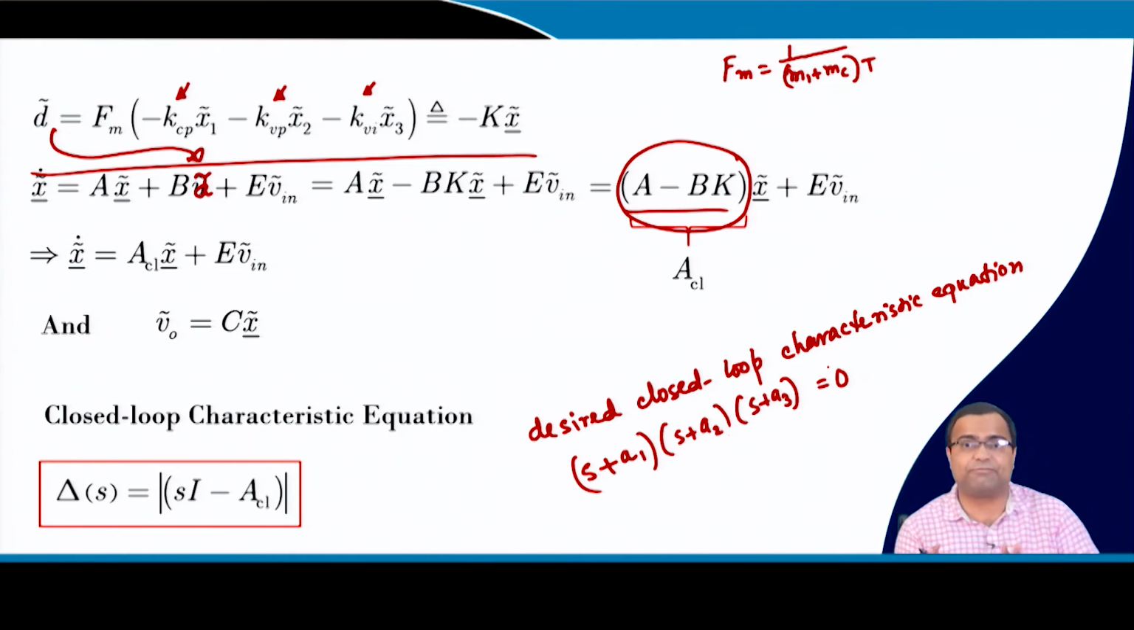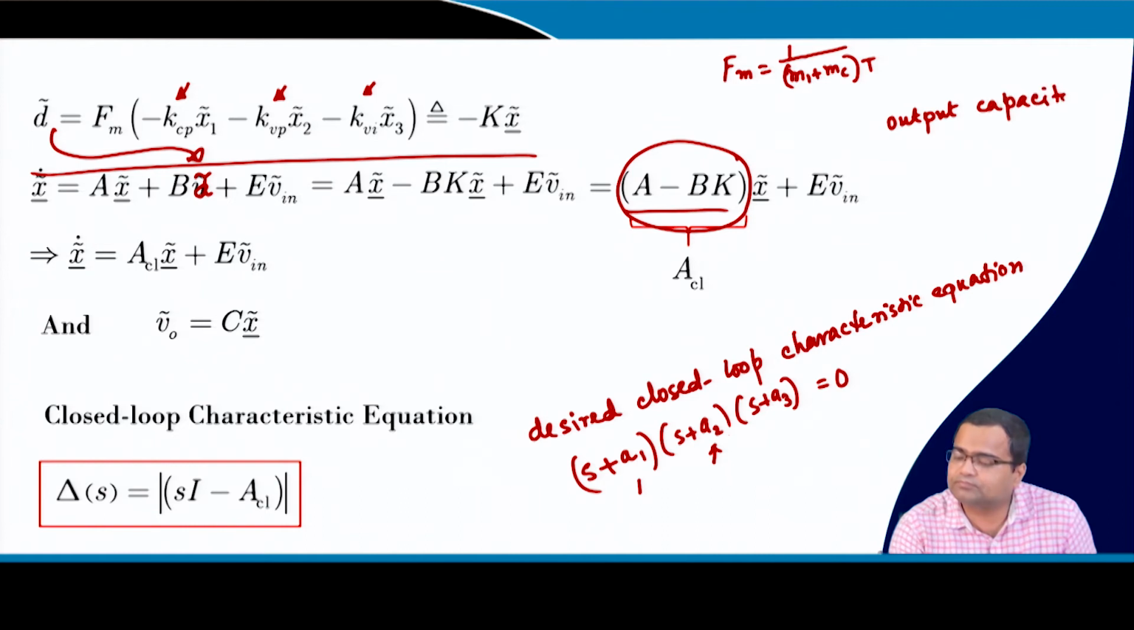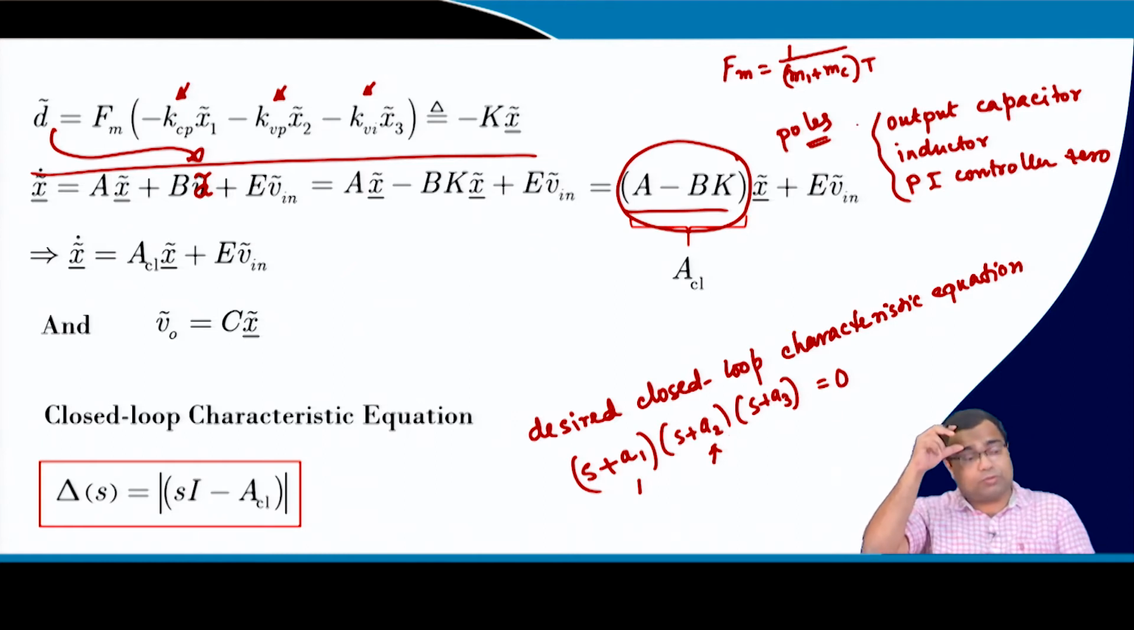So, we generally tend to prefer real poles, but I will tell what this is. In this converter case, we have discussed that there are 3 poles. One is due to the output capacitor, one is due to the inductor, and the other is due to the PI controller zero. So, these are the poles of the closed loop system.